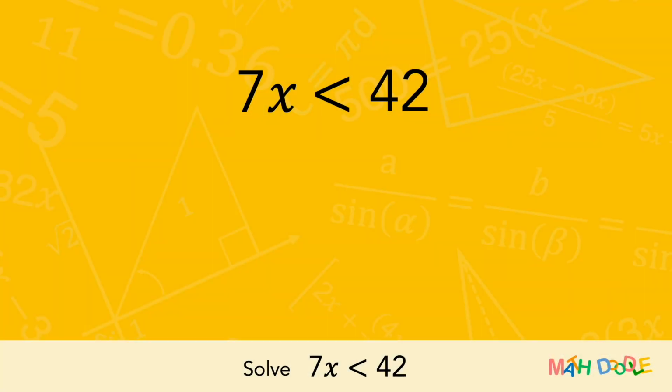Our goal in solving this inequality is to find the value of x, which makes the inequality true. First, let's rewrite the inequality so that the left side is only x. To do this, let's eliminate 7 in front of x. So, we are going to divide both sides of the inequality by 7.